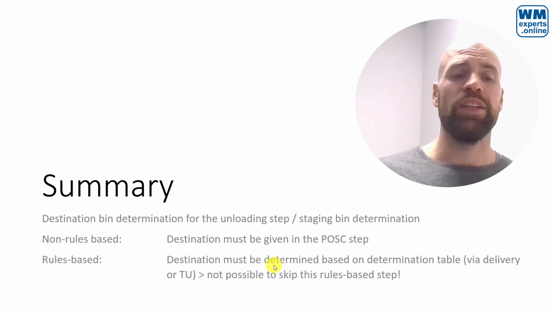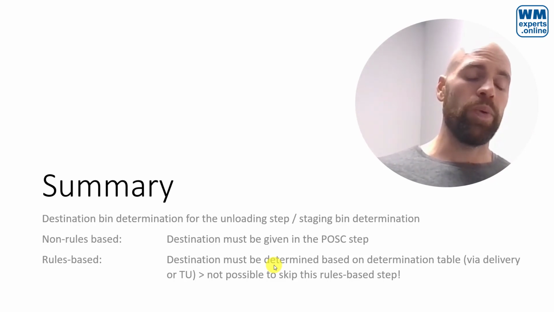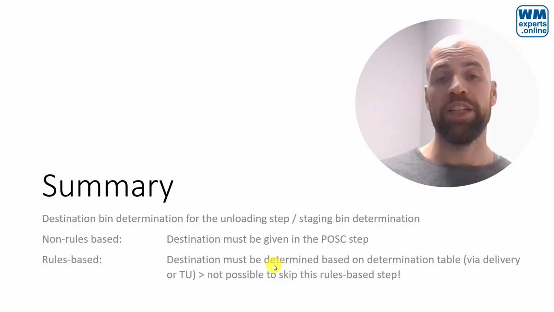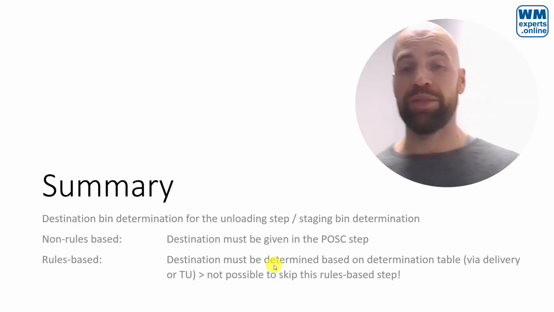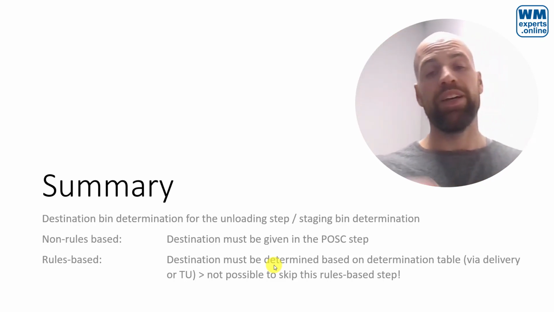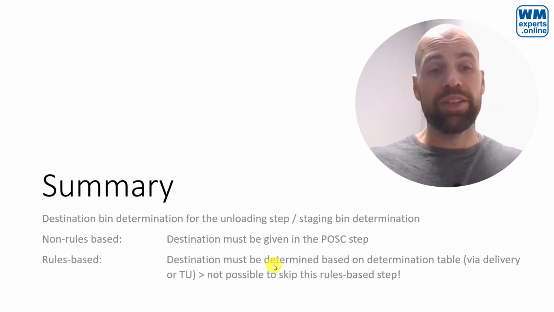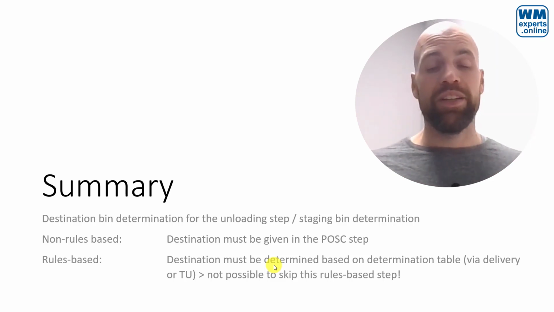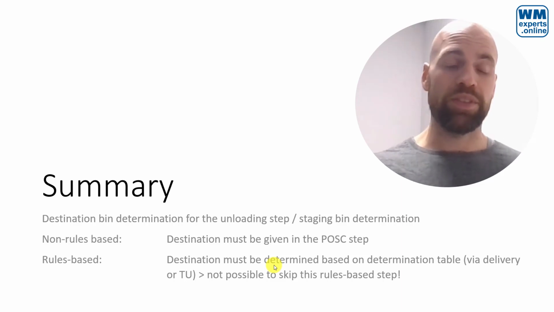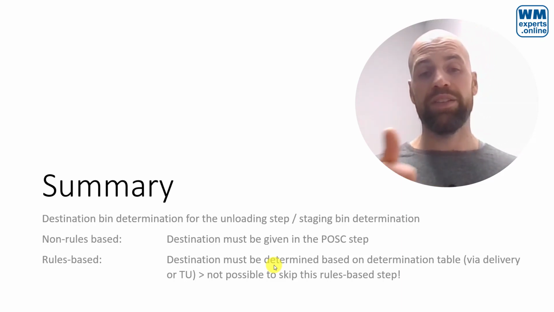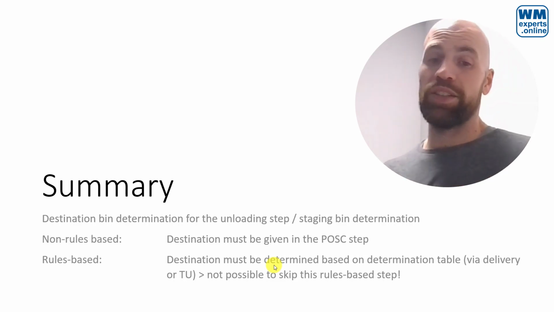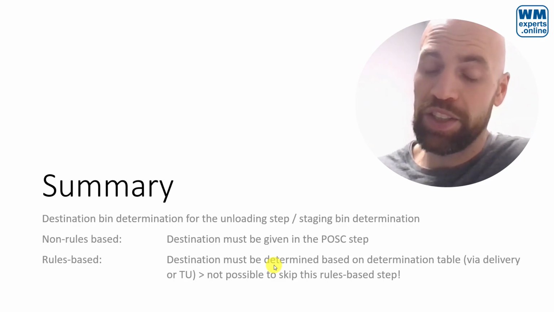As a summary, maybe just a quick wrap up. You should have a good understanding now about the destination bin determination for the unloading step. So in the context of the process-oriented storage control, the unloading step has a staging bin as the destination. You can do this without the process-oriented storage control, then you do not have an unloading step. You just determine the data for the delivery item. But with the process-oriented storage control, you have the non-rules-based option. The destination must be given in the step of the process-oriented storage control. And then you have the rules-based one, where the destination must be determined based on the determination table.